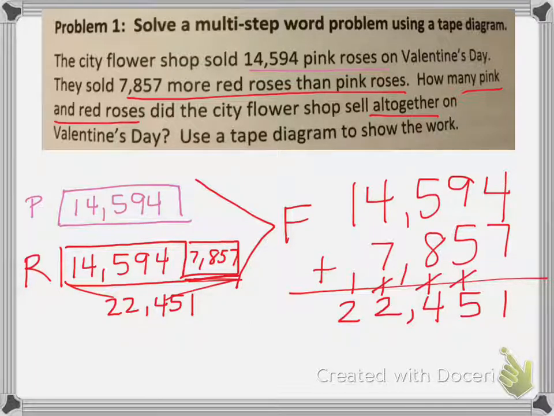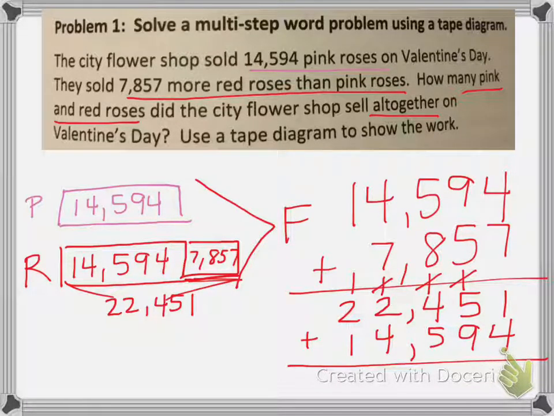All right, now that we know the total for red, we need to add the pink roses to that to figure out the total of the pink and the red. So again, lining up those digits, lining up the commas. Now, I did just stack this right underneath my answer. This isn't necessarily the appropriate way to do it for math, but because I'm running out of room, this is what worked for me.